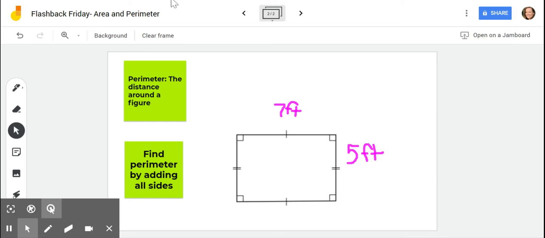Now we're going to review perimeter. Perimeter refers to the distance around the outside of a figure. So whereas area points to the inside, the square units inside, perimeter is the outside. And to find it, you need to add all 4 sides. So we know that this side, this horizontal side here, is 7 feet. If this side is 7 feet, then this side is 7 feet too. So we're going to add 7 feet and 7 feet twice.